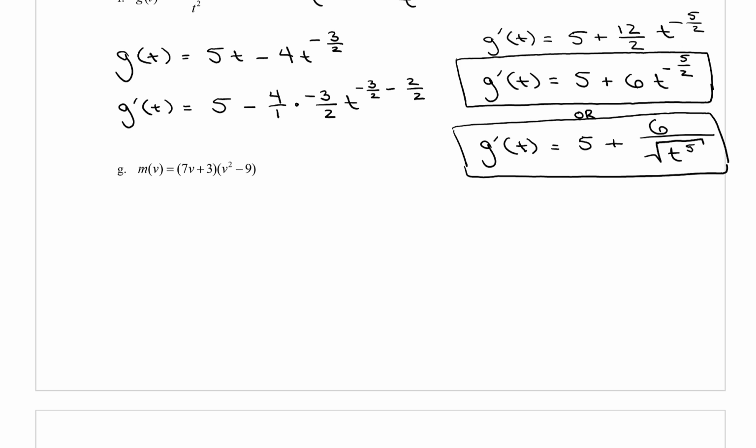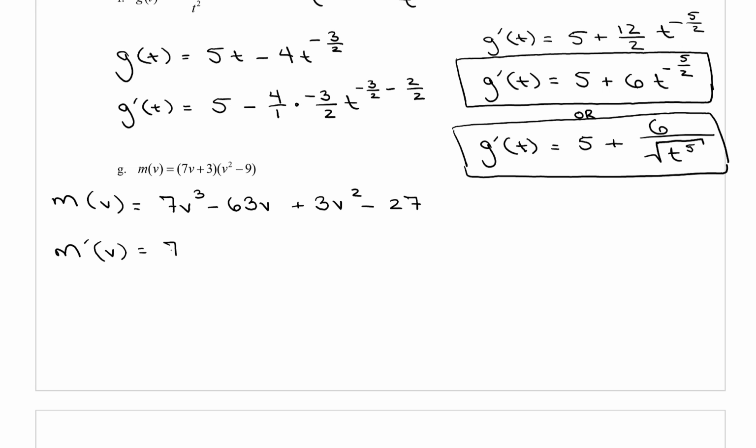C. m of v equals the quantity 7v plus 3 times the quantity v squared minus 9. I'm going to multiply out these two binomials to come up with a polynomial. I would come up with m of v is equal to 7v cubed minus 63v plus 3v squared minus 27.